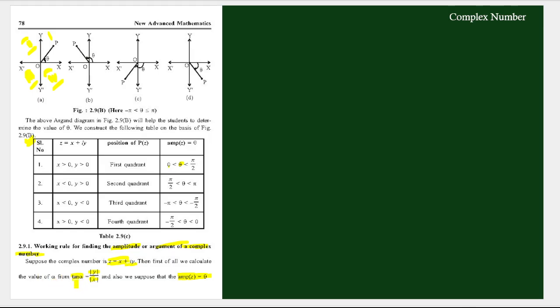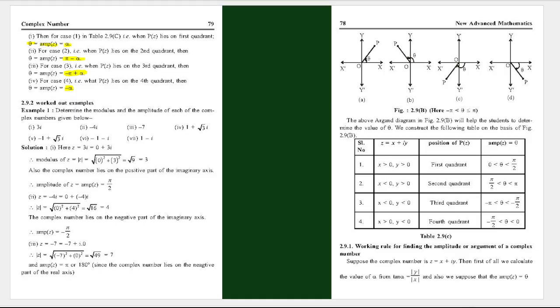So alpha, we find out from this formula. Then for theta, how much will it be? It depends on the quadrant. For the first quadrant, you have to remember this formula. Then our theta will be alpha. Whatever the value of alpha, by using this tan alpha, whatever we get, that will be the value of alpha. Theta will be that value of alpha.